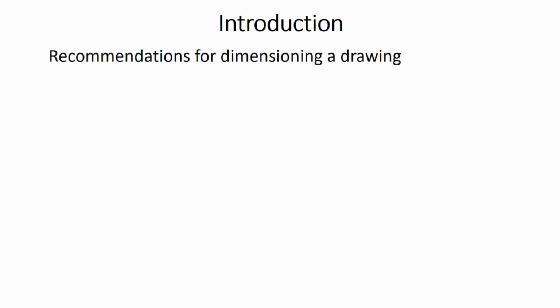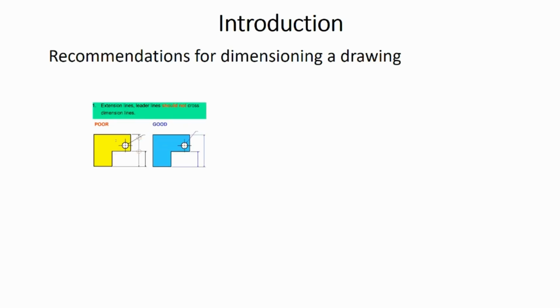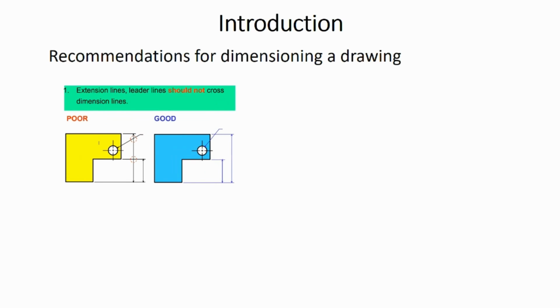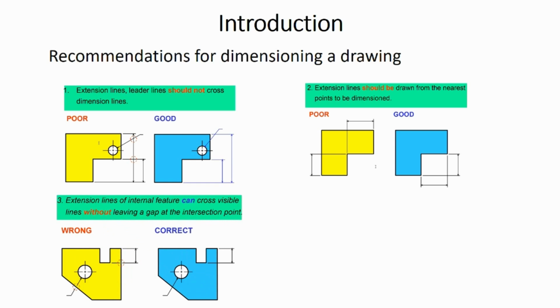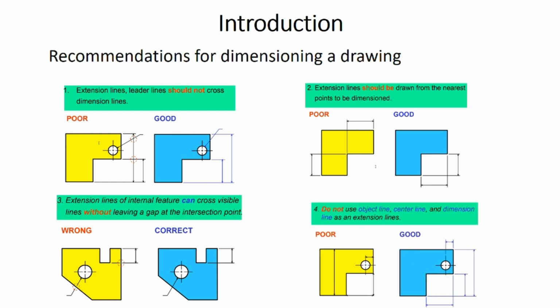In this slide, we show some of the recommendations that need to be followed while dimensioning a drawing. Extension lines and leader lines must not cross the dimension line. As illustrated in the first figure, extension lines should be drawn from the nearest points to be dimensioned. As illustrated in the second figure, extension lines of internal features can cross visible lines without leaving a gap at the intersection point. As illustrated in the third figure, do not use object line, center line, and dimension line as extension lines, as illustrated in the fourth figure.